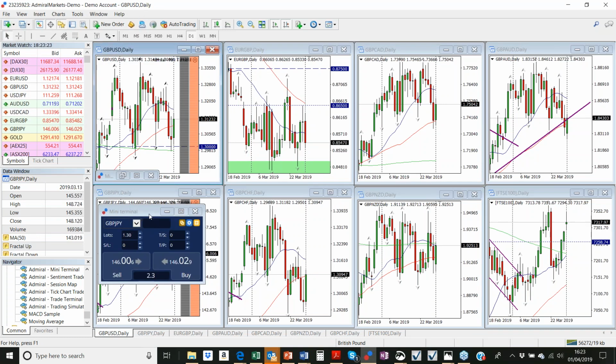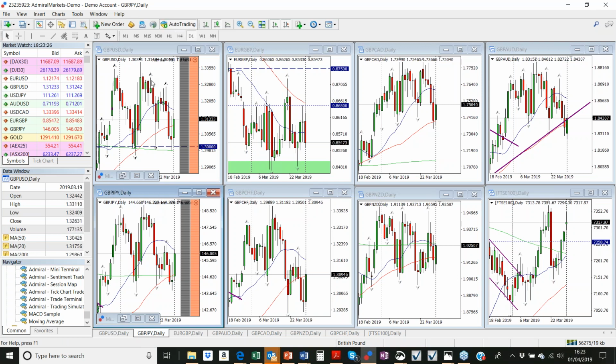If I just show this here, this is a sterling denominated area. I've got pound against dollar on the top left, euro against sterling, pound against Canadian dollar, pound against Aussie dollar, pound against yen, pound against Swiss franc, pound against New Zealand dollar, and the FTSE. So once again, very quickly, I've just got a quick snapshot of what's going on with sterling, so that I can get my idea of what we're looking at. Now, not unsurprisingly, here we are. This is 1st of April 2019.